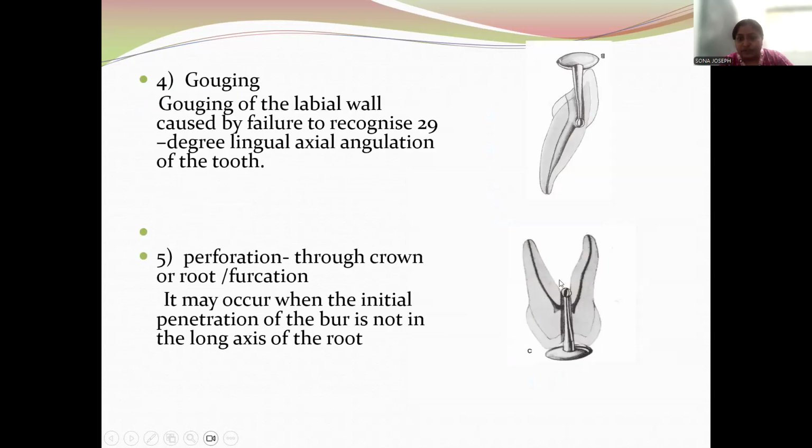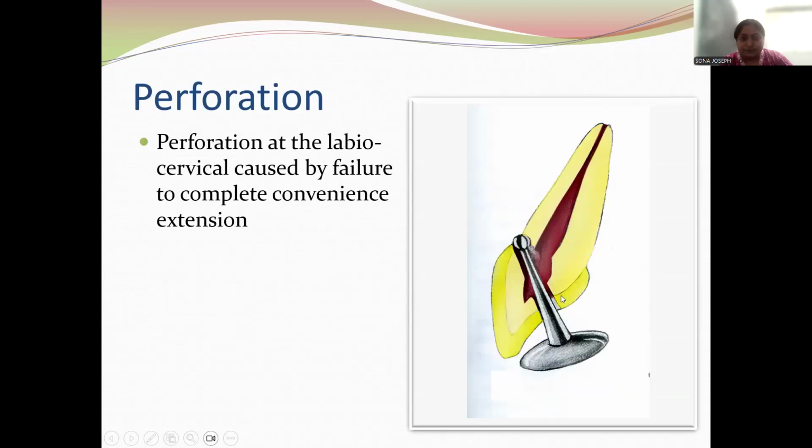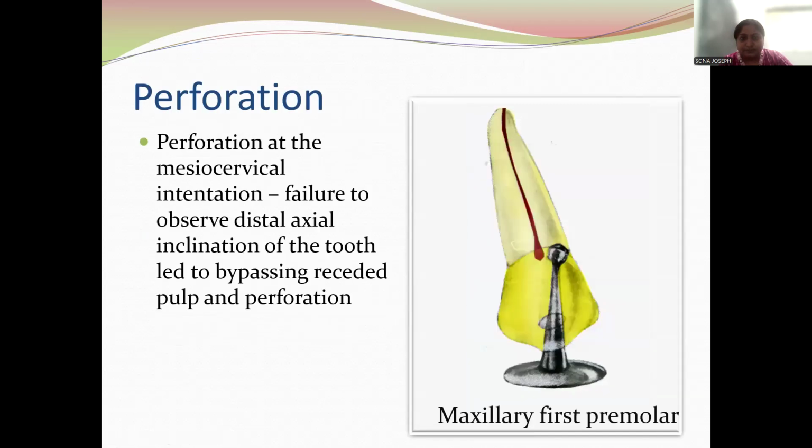In a preoperative radiograph, you're supposed to see where the roof and the floor of the access cavity are. Accordingly, you should increase the depth of the cavity. If not, you might not get the so-called bur drop effect, and you might end up in perforation.